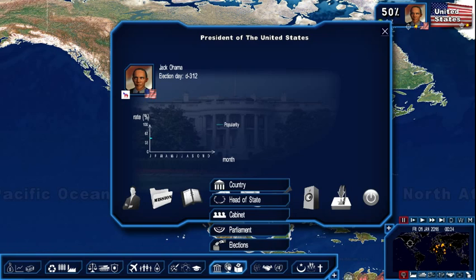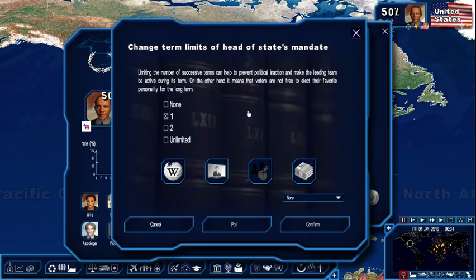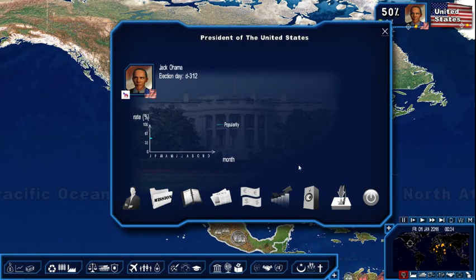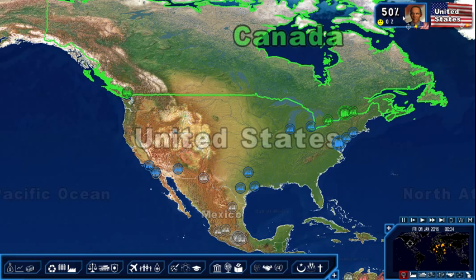And I think you can do that under head of state, and this will tell you term lengths right here. So you can change your term length: 2 terms, 1 successive term. That's for the United States. Or you can do unlimited. If you want to keep playing forever, you've got to get it over to unlimited. You can also change into a dictatorship when there won't be any elections, but that's another story.